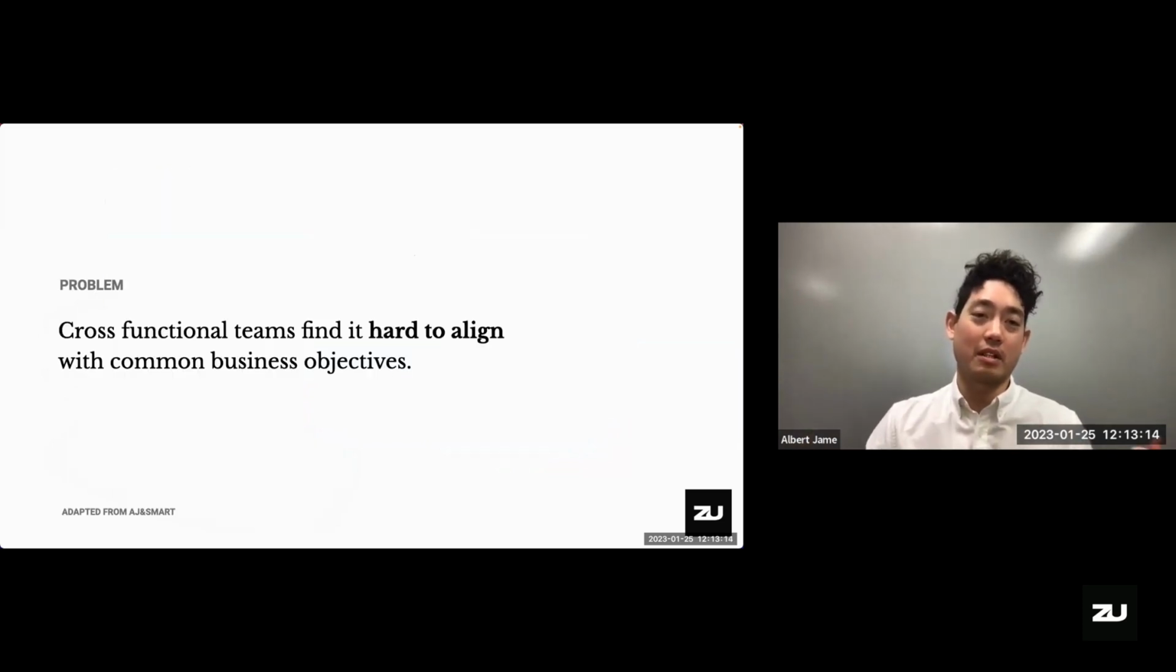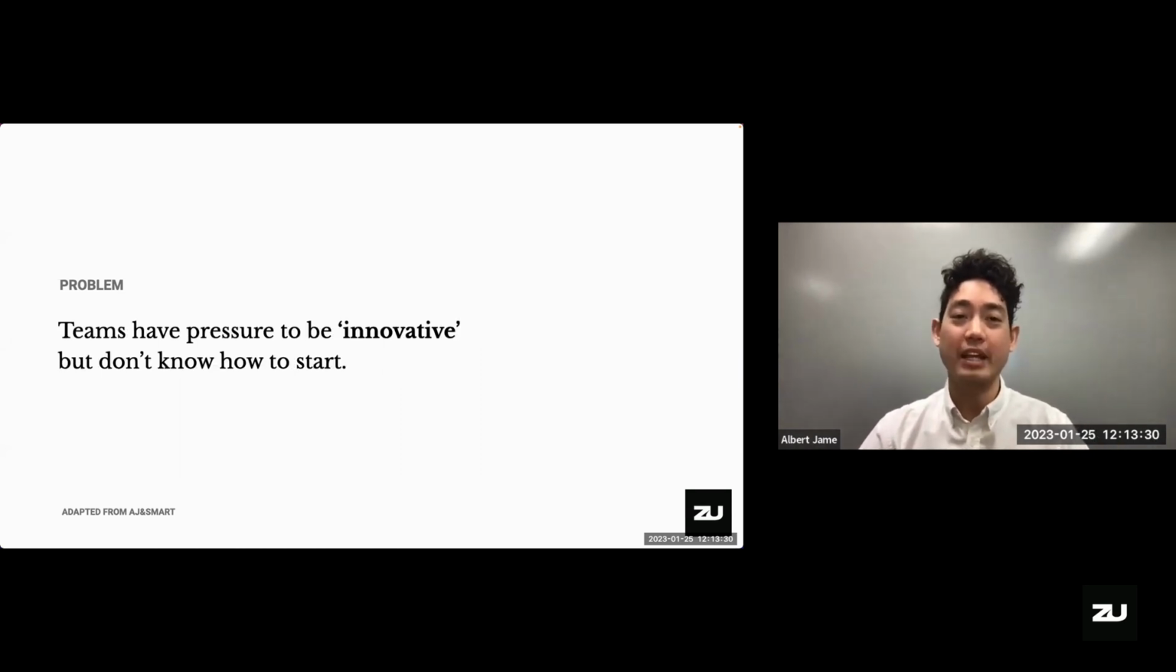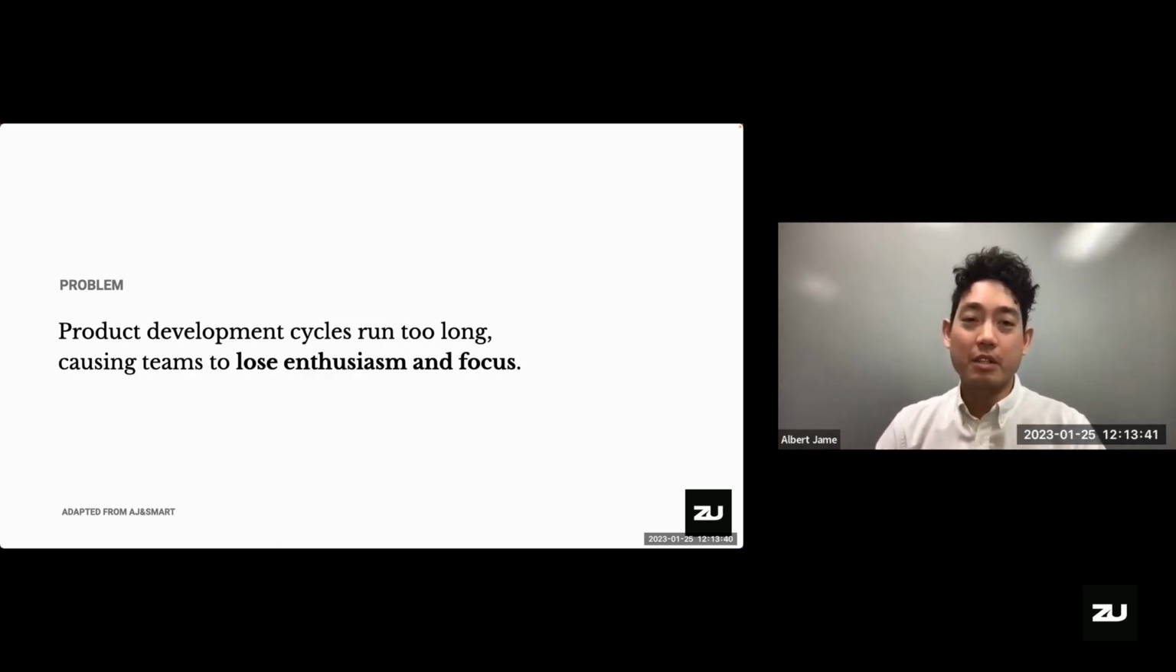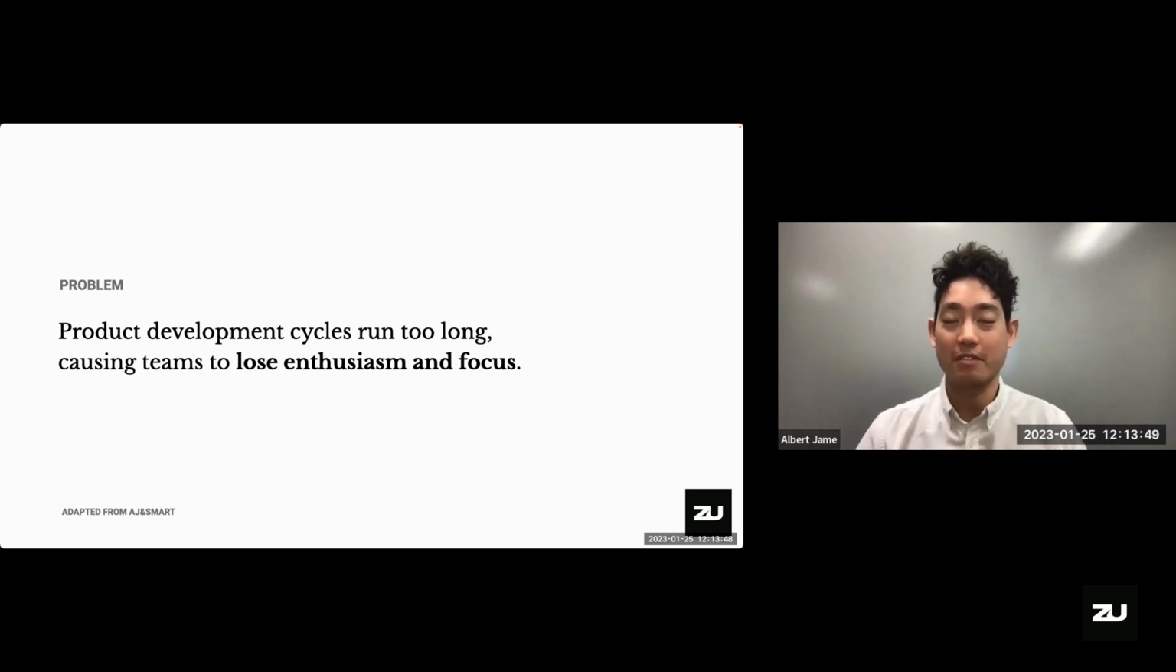They always talk about the common problems that happen in corporate offices, not just to do with software. Cross-functional teams find it hard to align with common business objectives, which they said is a blocker to going quicker. Also, teams have pressure to be innovative but often don't know how to start. Innovation is kind of fingers crossed, people are creative, but this gives you a framework. And product development cycles run too long, and I think everybody can agree to that. It causes some teams to lose enthusiasm and focus. We've definitely seen that, where by the end you're just limping across the finish line.